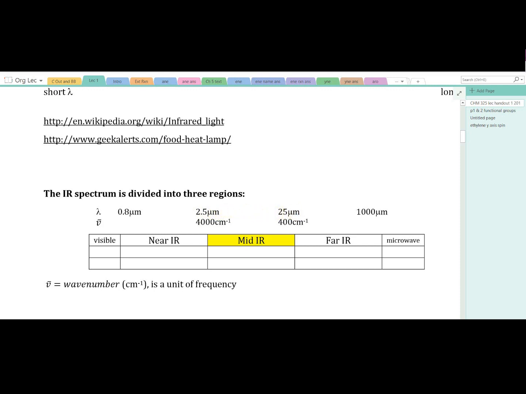You also see another scale just below that. This is 4,000 centimeters to the minus 1 down to 400 centimeters to the minus 1. This unit is called a wave number. And wave number has a unit of centimeters to the minus 1, and the symbol looks like the letter v. This is the Greek letter nu. Nu with an overbar is wave number, and actually it's a unit of frequency, as I will show you on the next page.